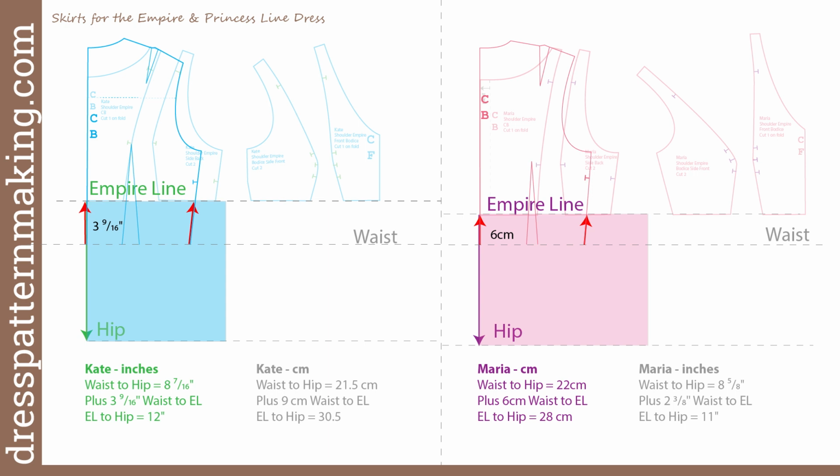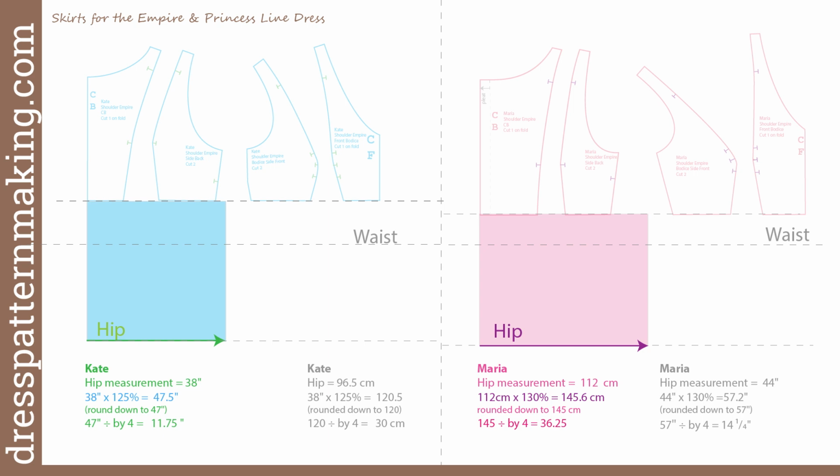The width of the piece of paper will be your body hip measurement plus a certain amount of ease at your hip. For Kate, I will take her hip measurement and multiply it by 125%. So taking her hip measurement of 38 inches times 125% equals 47.5 inches. I'll divide that by 4 and the width of the rectangle will be 11.75 inches.